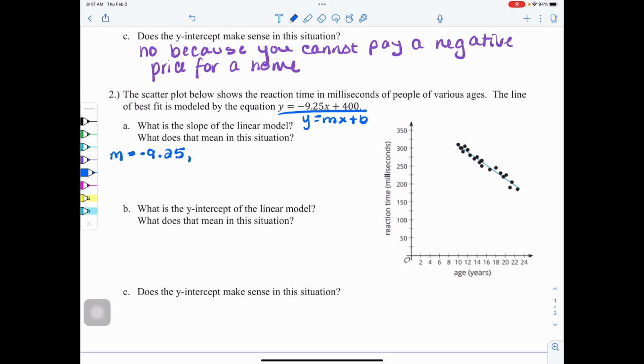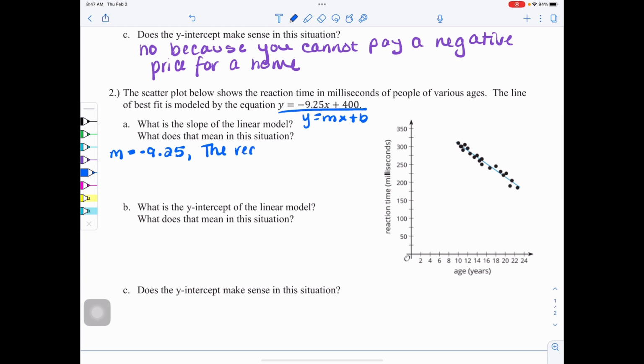It says, what does that mean in this situation? So we're going to describe what that means. Remember, that's kind of over one. So we're going to say the reaction time, because remember, it's change in y over change in x. We want to discuss the reaction time first because that's the y value. The reaction time, and since it is negative, we're going to say decreases 9.25 milliseconds. So we'll do MSEC for milliseconds. And if I look at the x-axis, it's in years. So I'll say per year.